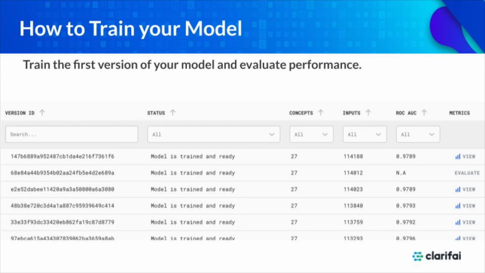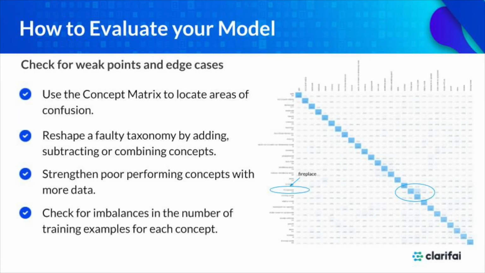So the page that I'm showing you right now is our versions page in Explorer. And here you can track the different versions of your model and view its evaluation metrics. You can use the evaluation metrics to assess your current model performance and check for weak points. So my absolute favorite tool is the concept matrix. It's an easy visual way to evaluate how your model is performing.